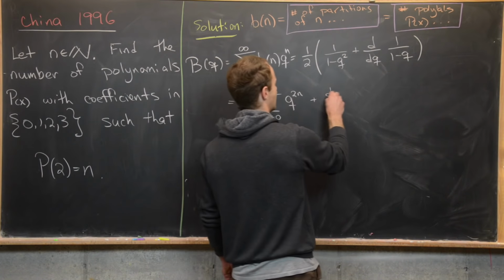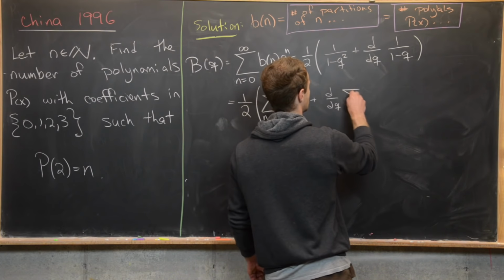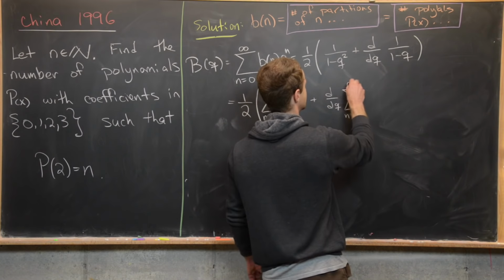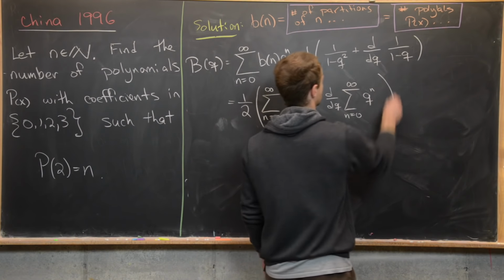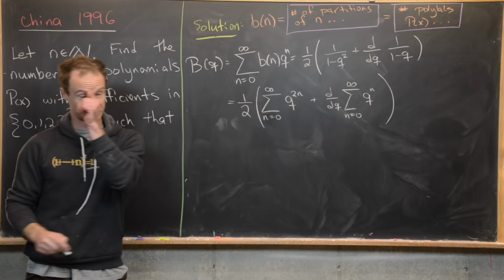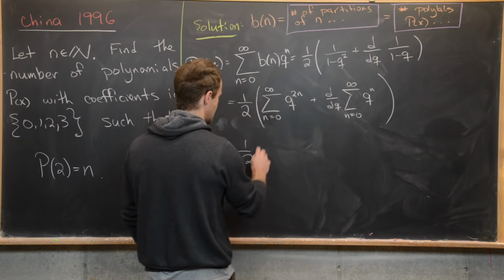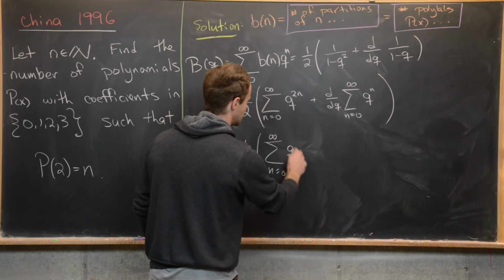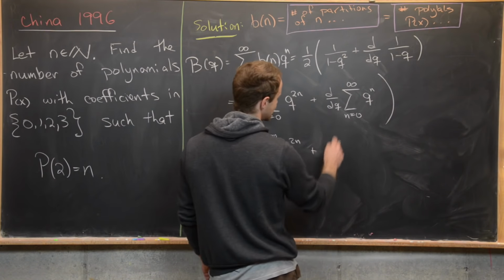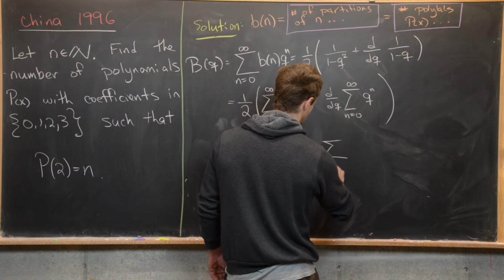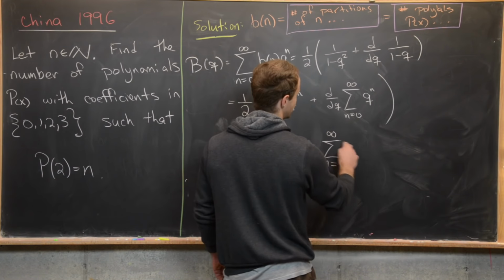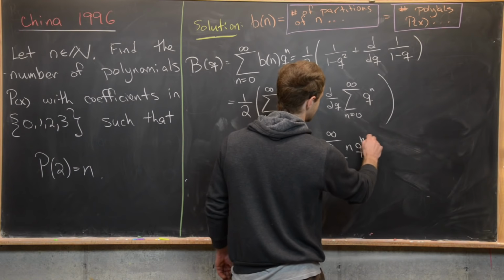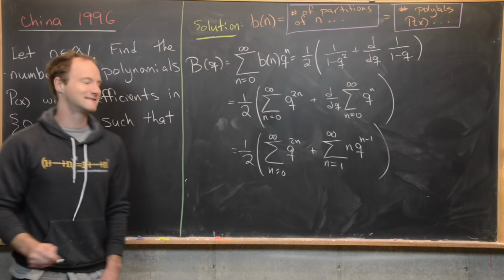And then next, I have the derivative with respect to q, and then the sum as n goes from 0 to infinity of q to the n. Because there my common ratio is just q instead of q squared. Okay, nice. So now let's go ahead and simplify this bit right here. So I'll just bring this down. This is the sum n equals 0 to infinity of q to the 2n plus, now I can rewrite this as the sum n equals 1 to infinity of n times q to the n minus 1, like that.